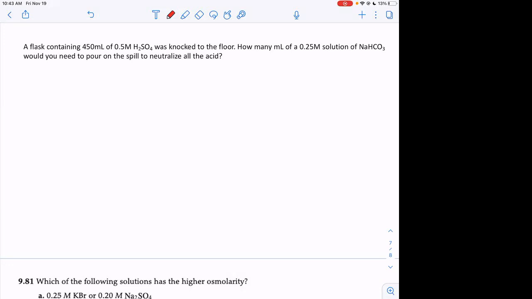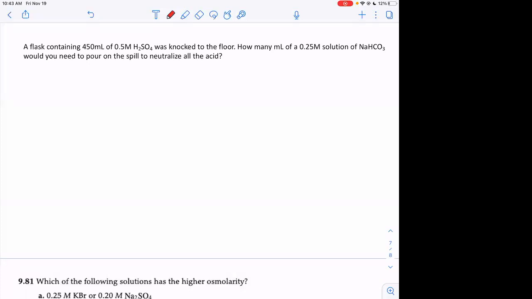So the first thing we need to do, we have 2 minutes. No, we need to write a chemical reaction for this. You're tempted to do dilution problems on this, but there's a chemical reaction here. We have to plug in a mole to mole ratio.